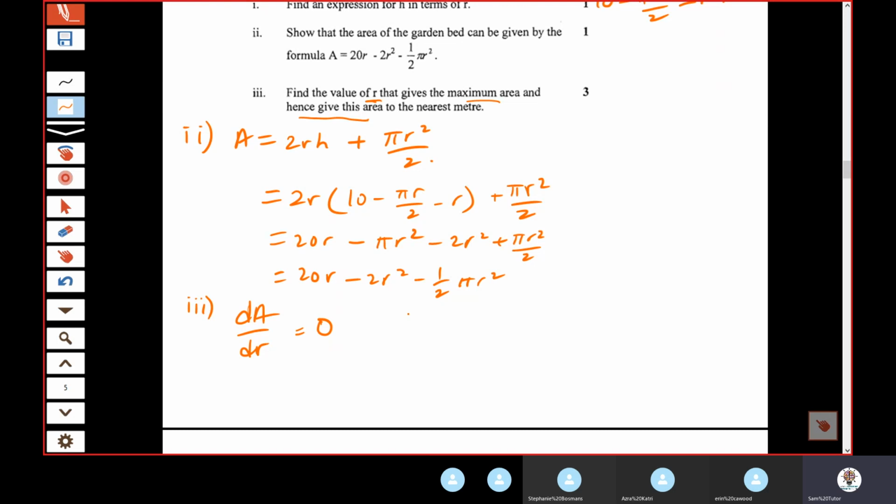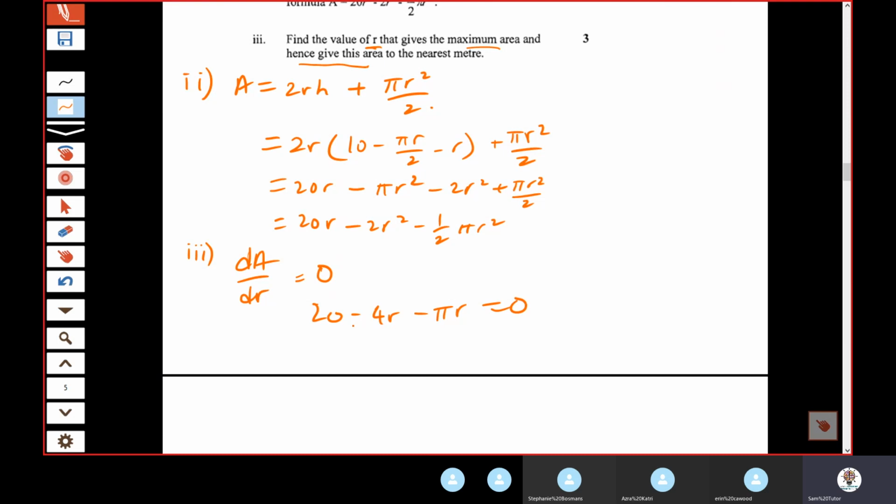All right, what do we have? We should have 20 minus 4r minus pi r equals 0. Factorize your r, bring your 20 over, or do it the other way around. And bring these two over, bring your r's to one side. Factorize, and then just divide. So r equals 20 on 4 plus pi.